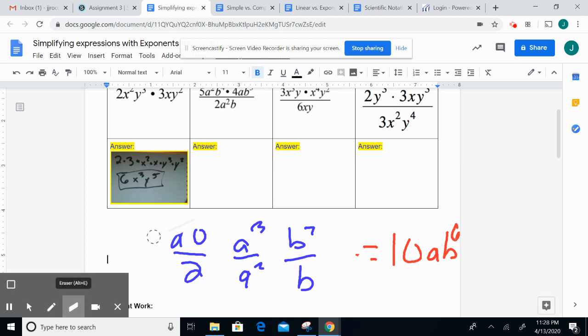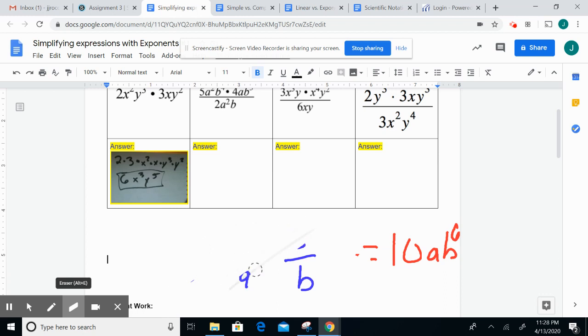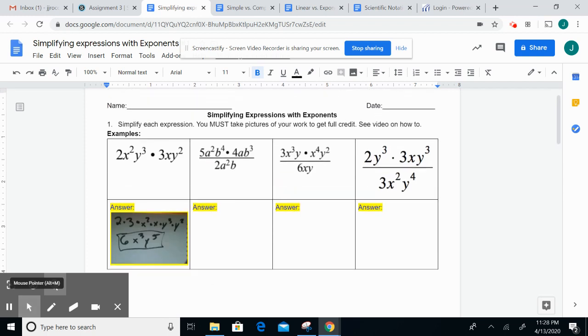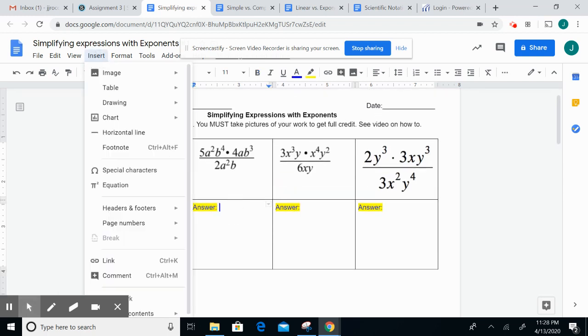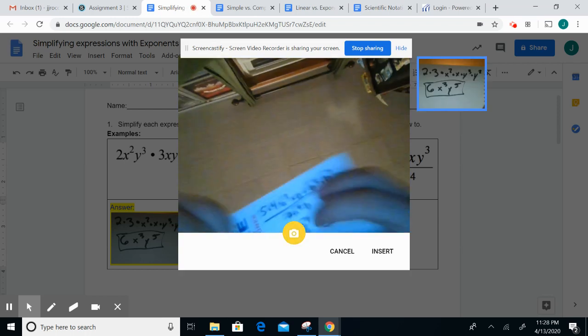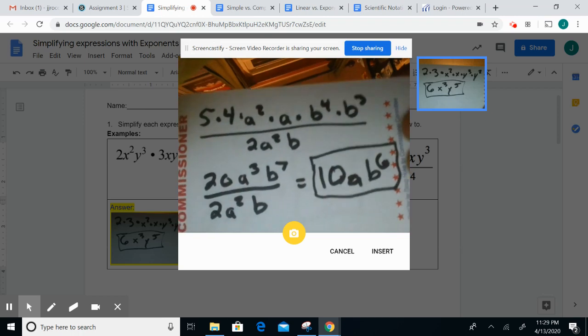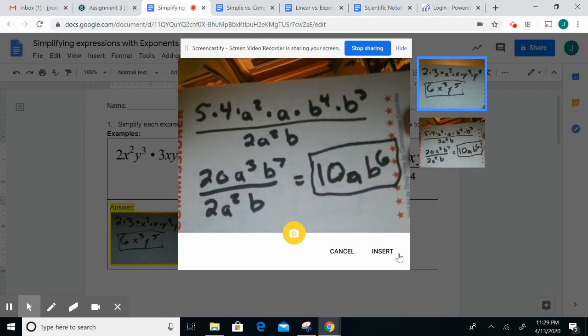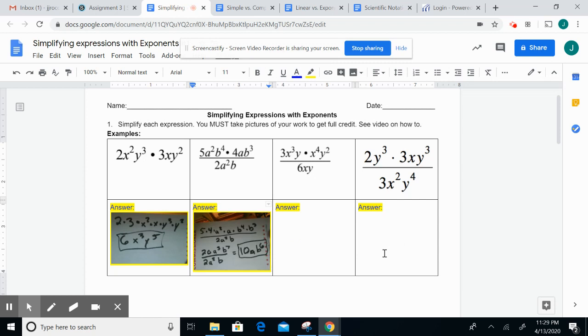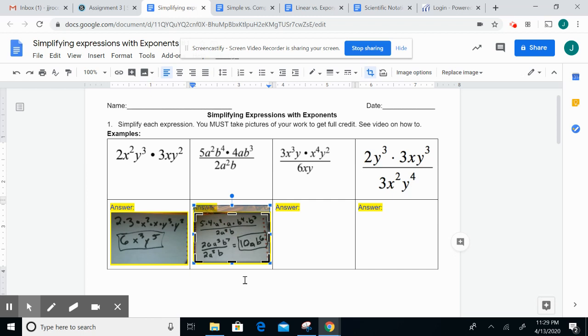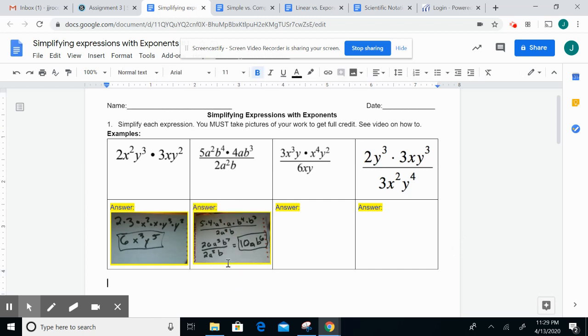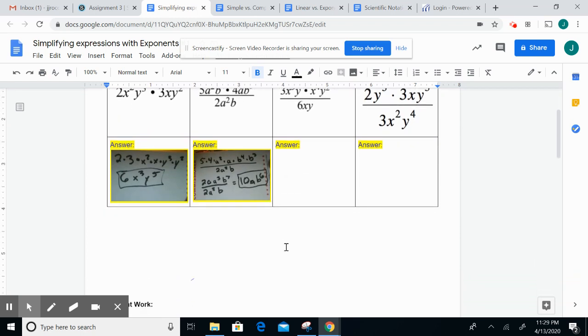All right. And definitely take a picture of your work. I'm going to insert a picture here quick. All right, you can see I rearranged the top, and then you can take a look at the bottom and just simplify from there. All right, we'll go through the next ones pretty quick here, hopefully.